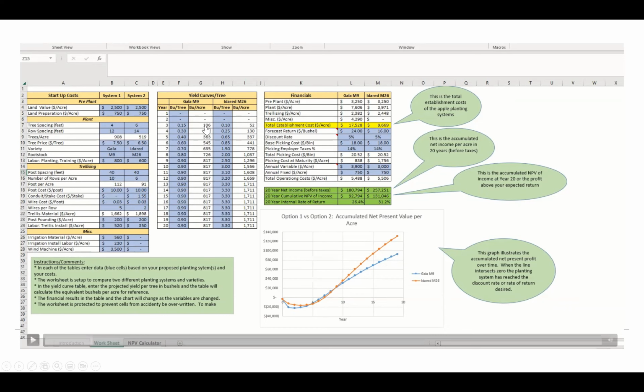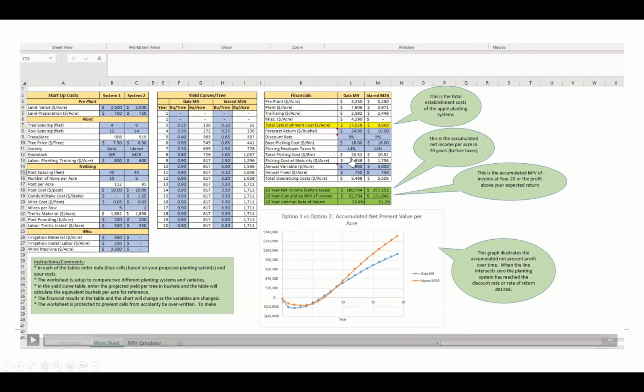And your assumptions about yields and your assumptions about prices are over here. I think he's assuming somewhere in here your forecasted return per bushel, and then right here is the discount rate. So we've assumed a 5% discount rate here.